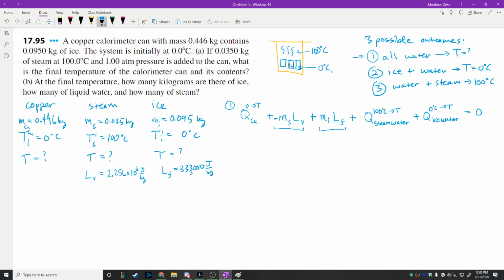So let's calculate what those two numbers are as we put in the other pieces, okay? Can you guys calculate this for me? What is MS, mass of steam, times LV going to be? And what is MI, this times this going to be? So type that in the chat if you guys could.